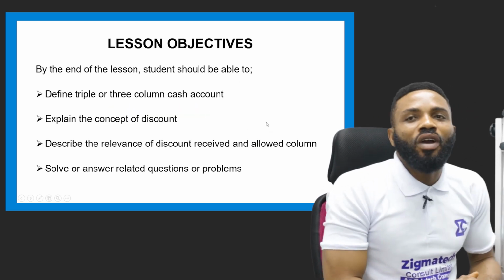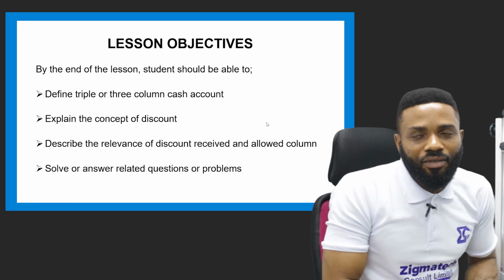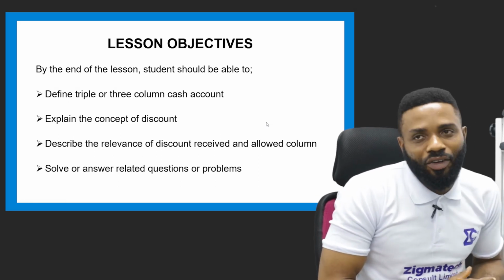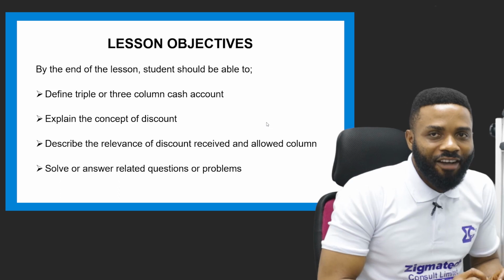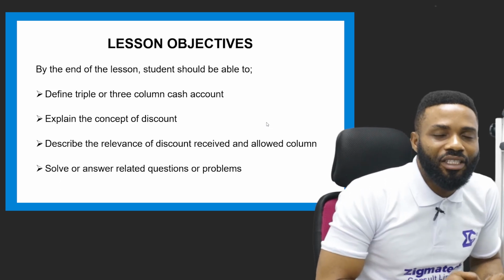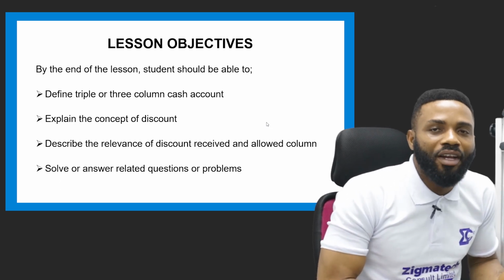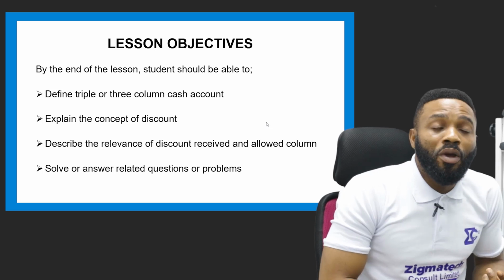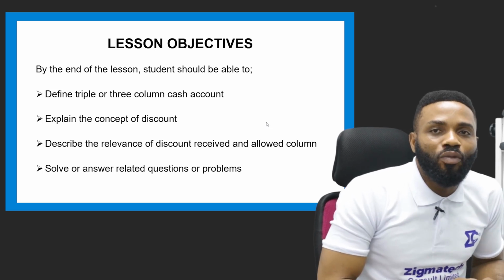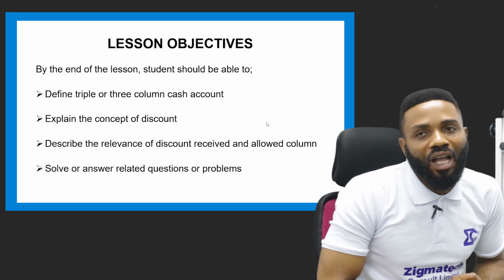Now, let's quickly look at what we call lesson objectives. What are we looking at under this topic? There are some things I have mentioned earlier that you need to understand under three-column cash book. Number one, you should be able to define three-column or triple-column cash account.